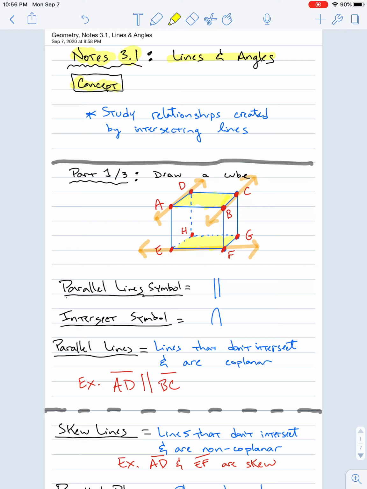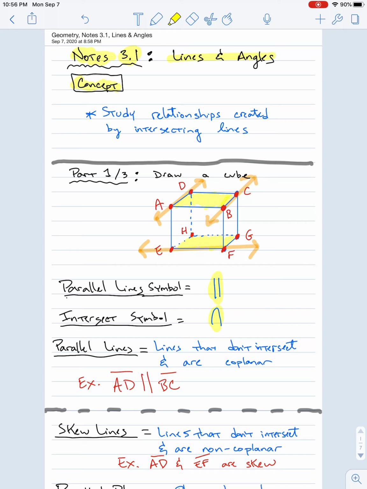Now let's take a look at the learning. First of all, I've got to teach you a couple of symbols. The parallel line symbol looks like that. The intersecting symbol, for when two lines intersect, is a symbol that looks like an upside down U.